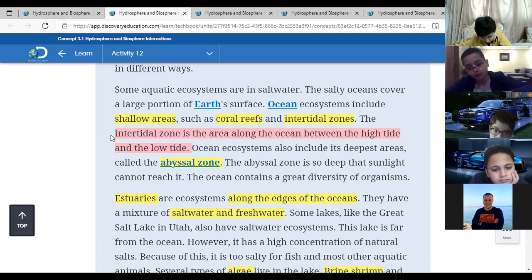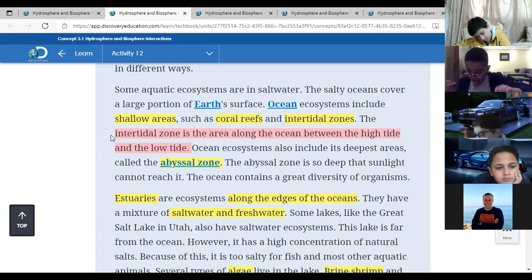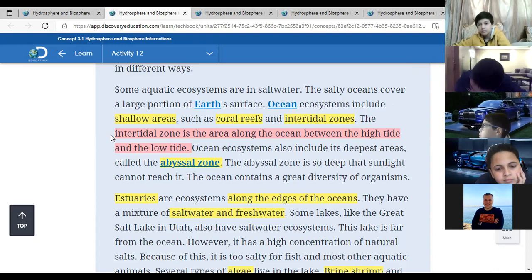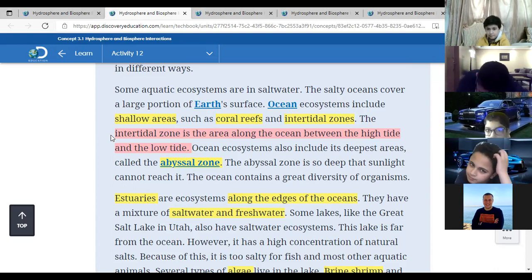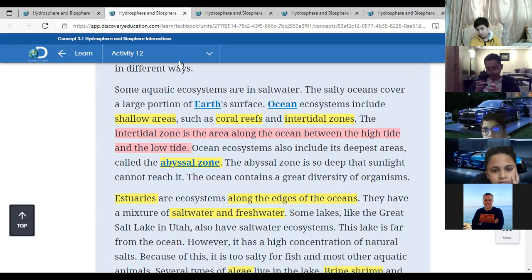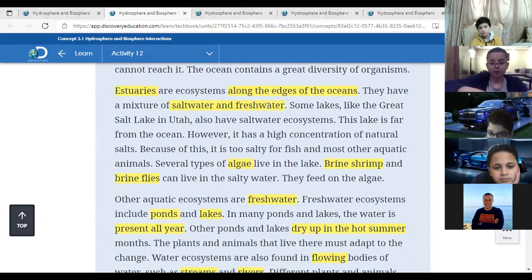Then there is an area that is deep down in the ocean. It is called the abyssal zone. Since it is very deep, the sunlight cannot reach it. So it is very dark and the temperature is very low. The ocean contains a great diversity of organisms. Yes, we can see many different types of living things in the ocean. Okay. Then, Jasser, the next paragraph, please.